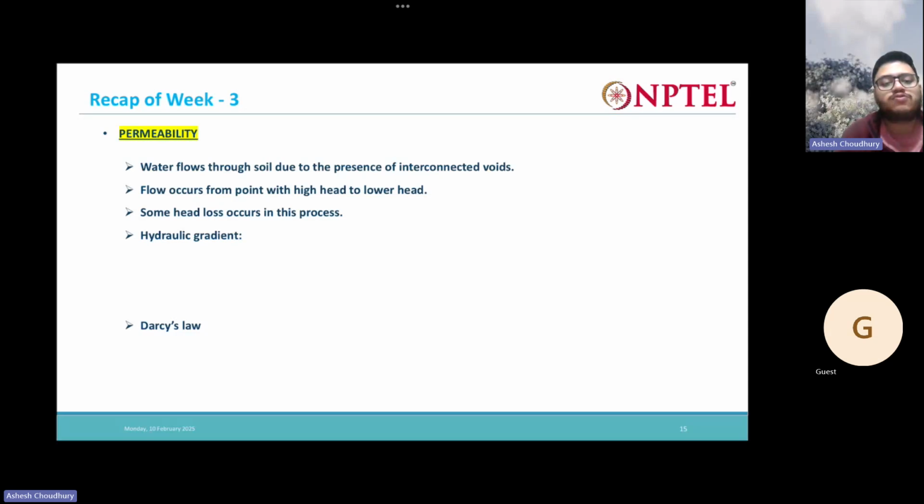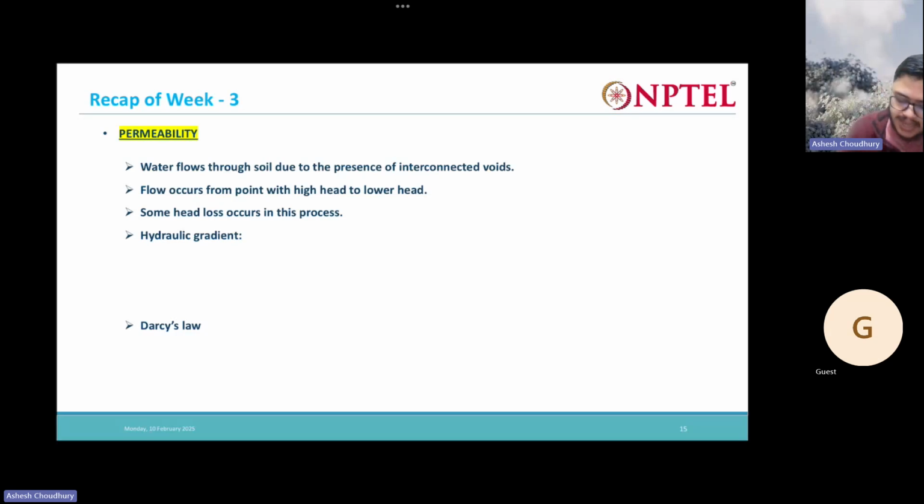This flow occurs from a point of higher head to a lower head. Obviously, it's going to flow from higher head to lower head, and during that flow, some head loss occurs in that process.